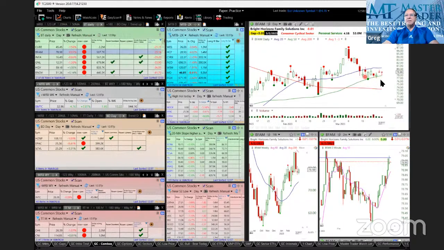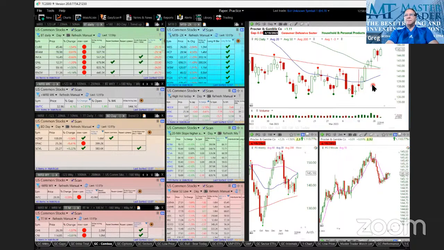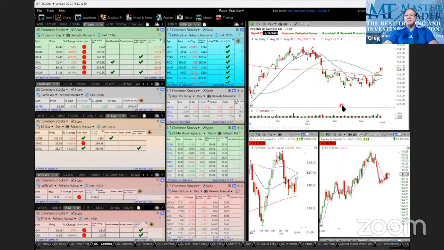That's a nice little bottom. There's lots of nice little bottoms here. Here's a bottoming tail bar. Yep. Procter and Gamble. That's on the list. Yes, this has a void.